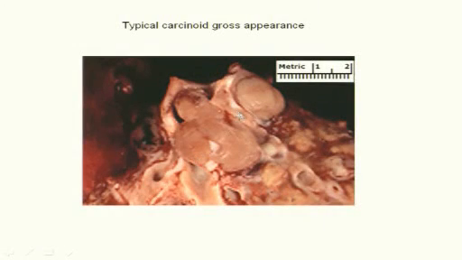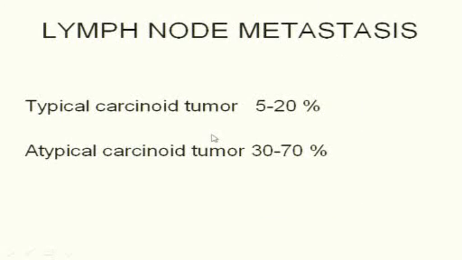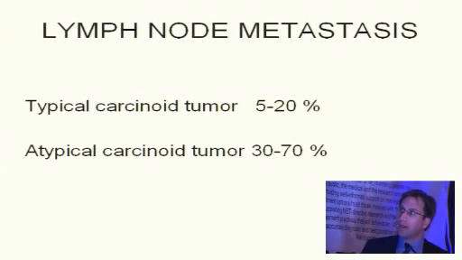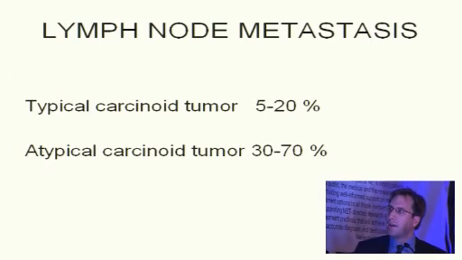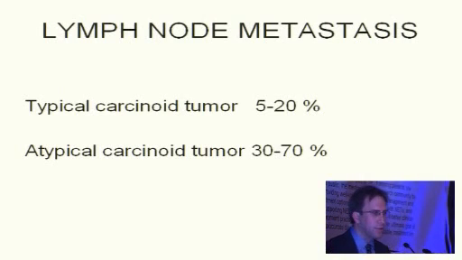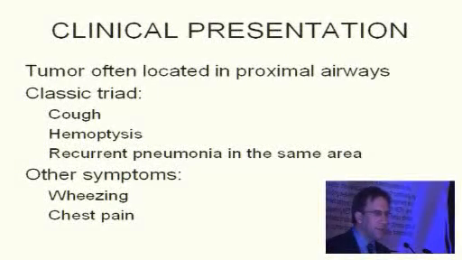Histology, we already talked about it. I'm going to skip that. This is a slide of what a carcinoid tumor of the bronchus looks like. You can have lymph node metastasis in about 5 to 20% in typical carcinoid tumor and about 30 to 70% in atypical carcinoid tumor. Clinical presentation.